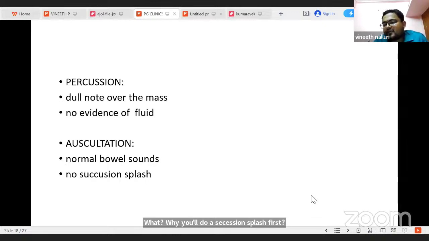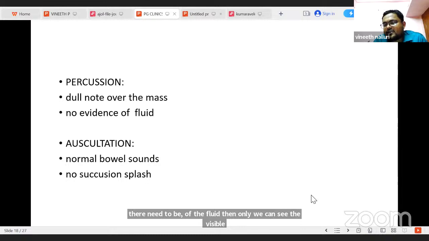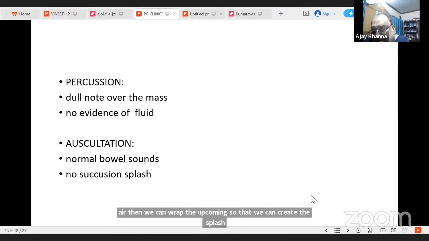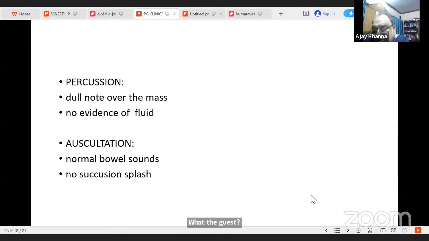Sir, for visible gastric peristalsis, there needs to be stasis of the fluid. Then only we can see the visible gastric peristalsis. For succussion splash, fluid should be there with minimal amount of air. Then we can rock the abdomen so that we can feel the splash. For the succussion splash, the patient has to be nil by mouth for at least 1 to 2 hours. Then only you can demonstrate.